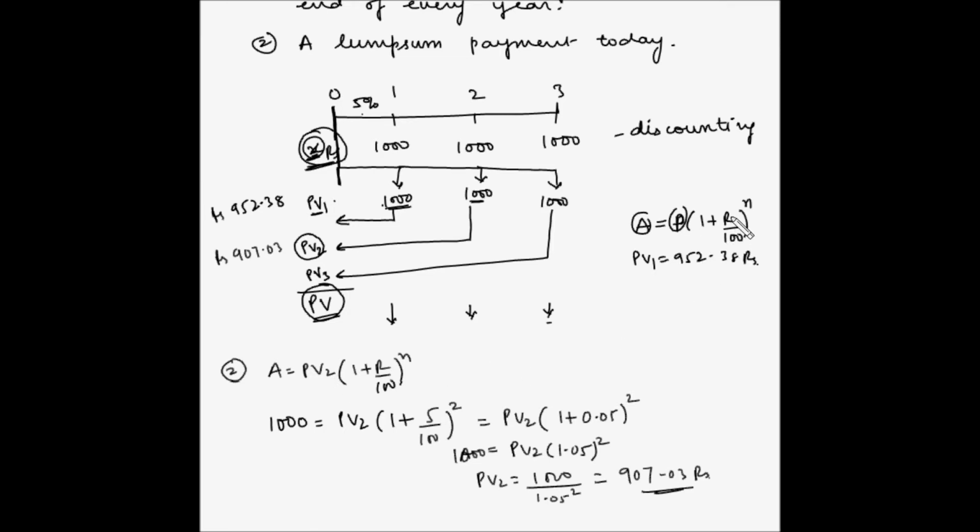Now we'll simplify this formula. So A is equal to P into 1 plus R by 100. Let's consider this R by 100 as I. So A is equal to P into 1 plus I to the power n. And since we are trying to find P here, P is equal to A divided by 1 plus I to the power n. So let's use this for ease of calculation. So let's now move to PV3.